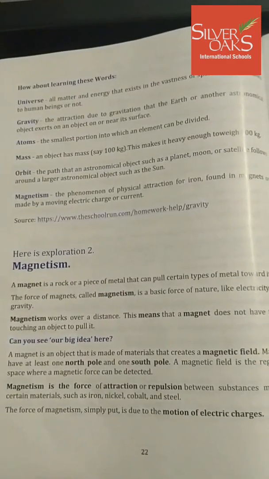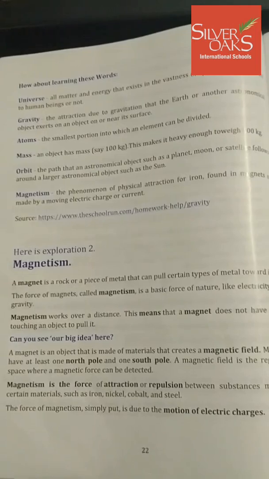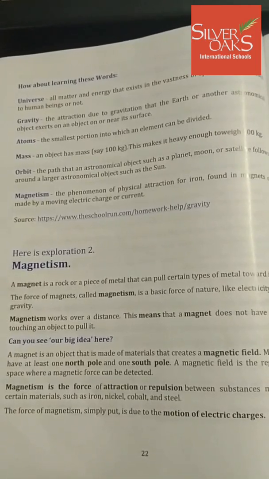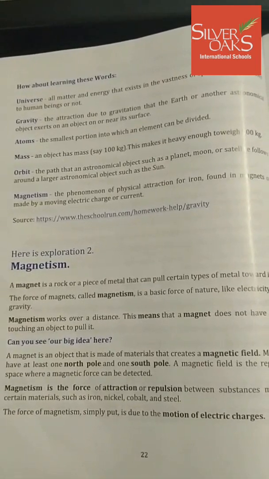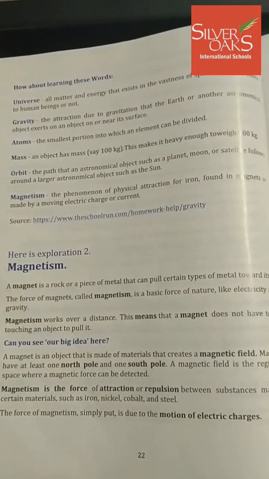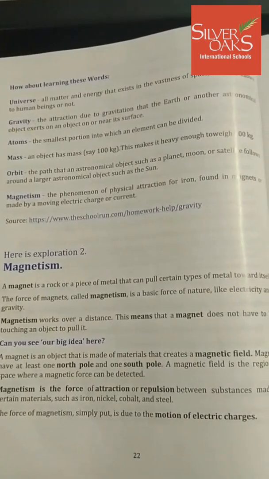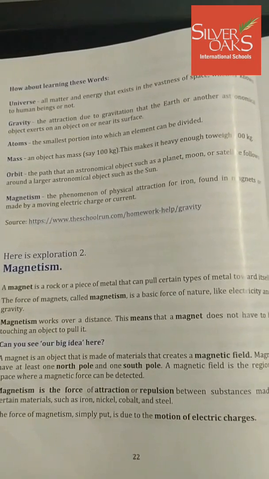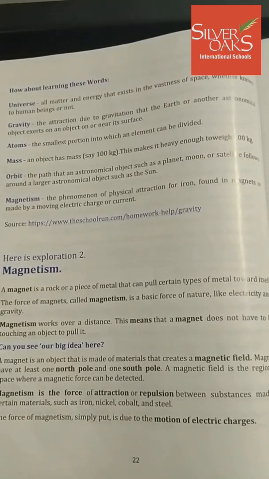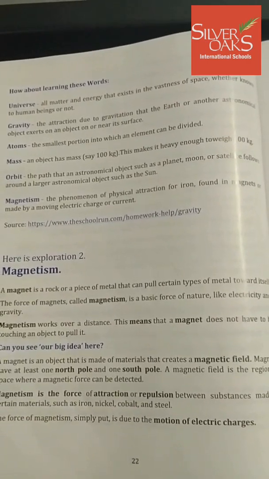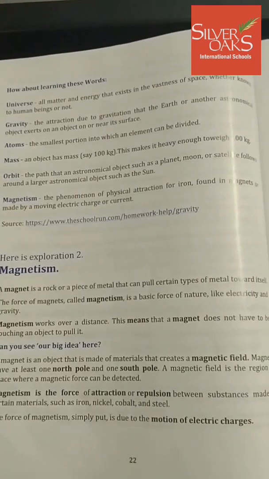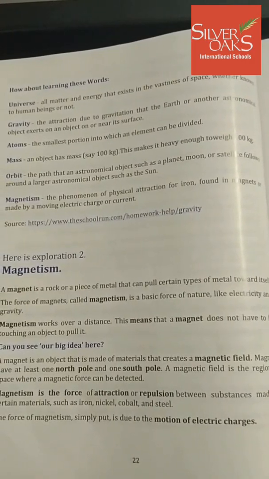Can you see our big idea here? A magnet is an object that is made up of materials that creates a magnetic field. Magnets have one north pole and a south pole. A magnetic field is the region where a magnetic force can be detected.